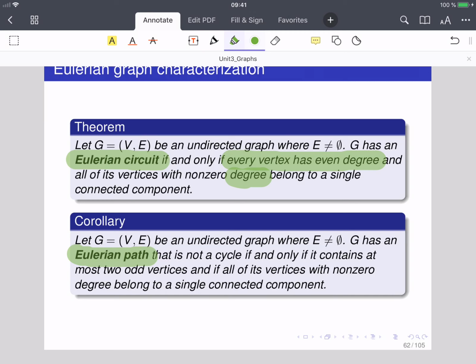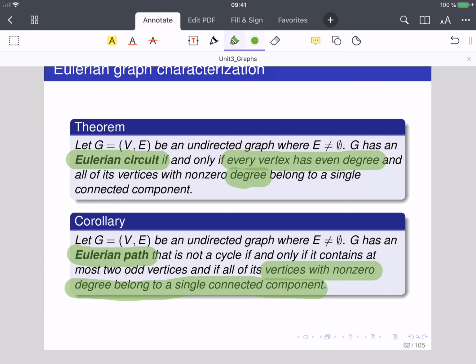So again, in this case, we need that all the vertices which have non-zero degree are in a single connected component. That is a condition that we need in order to be able to join those vertices together with a path.